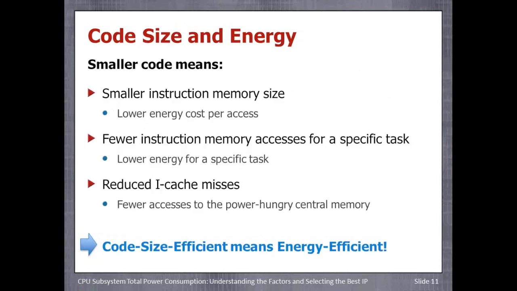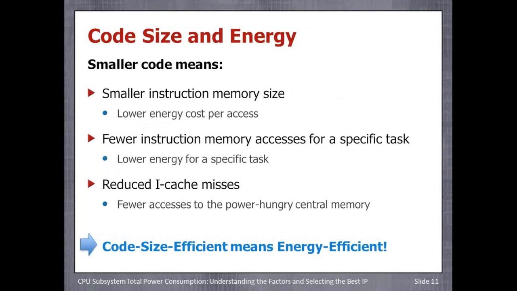And when we talk about memory, we're actually talking about code size, because this is how the CPU affects the memory. And smaller code size means a smaller instruction memory. So that means lower energy cost per access. Smaller code size means that we need fewer instructions to complete a specific task, so fewer memory accesses for that specific task, and therefore lower energy.